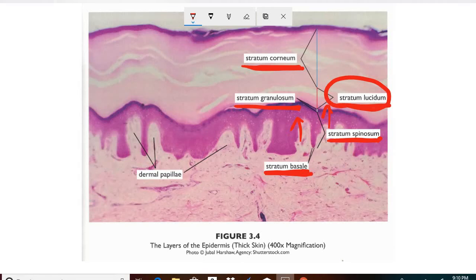So thin skin does not have the stratum lucidum. And if we look at thin skin, besides not having a stratum lucidum, all these other layers are also thinner, so they don't have as many layers as they do in thick skin. So thick skin is found where you get a lot of pressure or a lot of friction, and that would contain the stratum lucidum, and each of these other layers would also contain more layers within that layer.